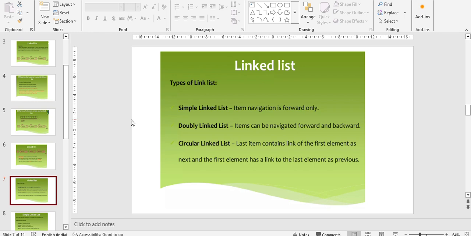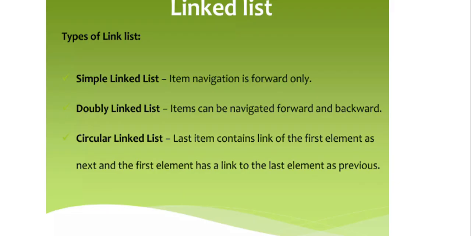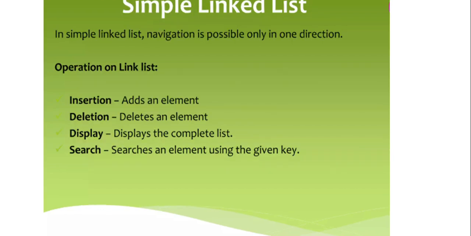Why? Because in a double linked list each node contains three parts: left pointer, data part, and right pointer. The left pointer always points to the previous node. The data part is used to store the data, and the next pointer is used to connect the next node. Coming to a circular linked list, the last item contains a link to the first element as next, and the first element has a link to the last element. So the first element connecting with the last element is called a circular linked list. I mean the first node address is stored in the last node's address field. That is called the circular linked list.